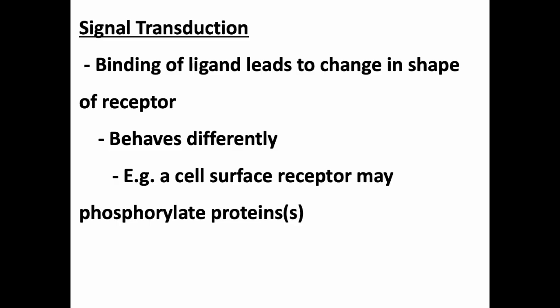Another possibility for how things can behave differently once this ligand has bound to receptor is phosphorylation. So specifically in a cell surface receptor, this binding event may lead to the phosphorylation of a protein or proteins. Now, at this point, we have to do a bit of a sidebar here. So phosphorylate is an important term. It is not in the key terms because I want to write this out myself.